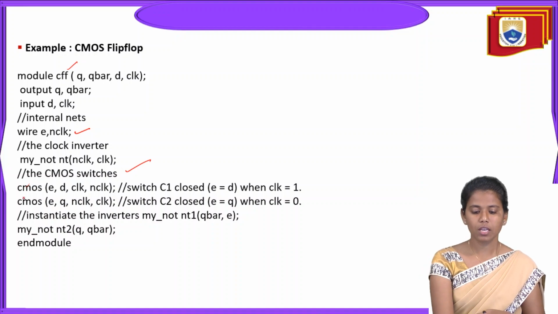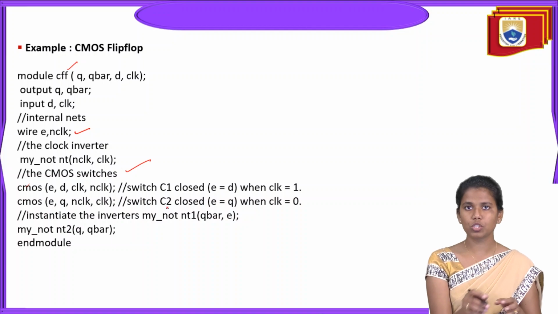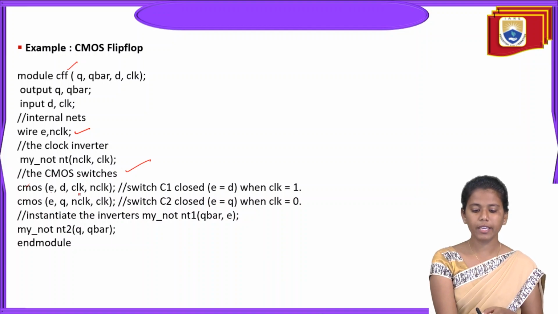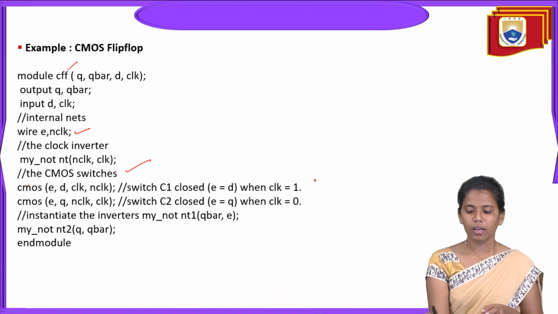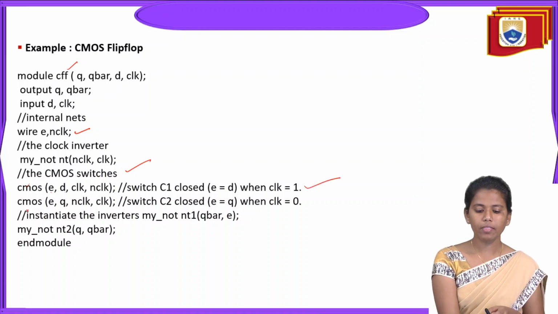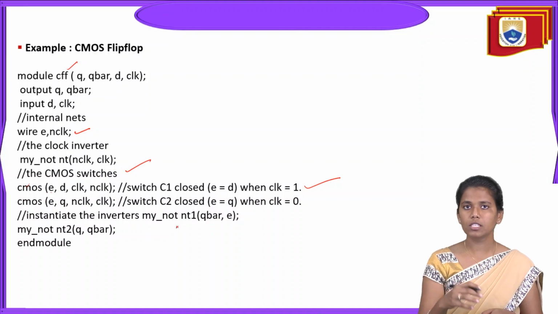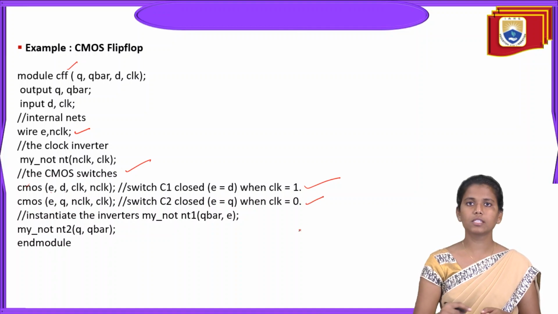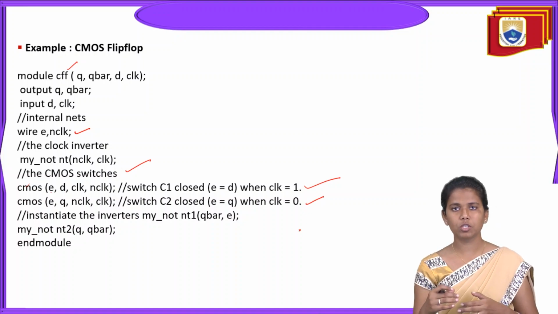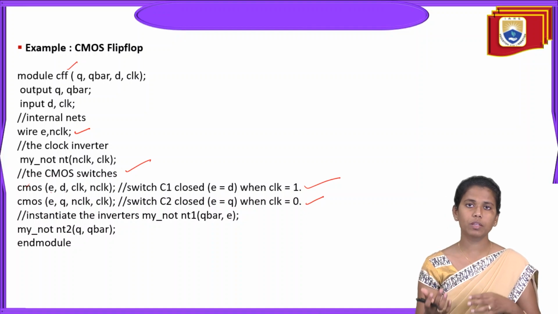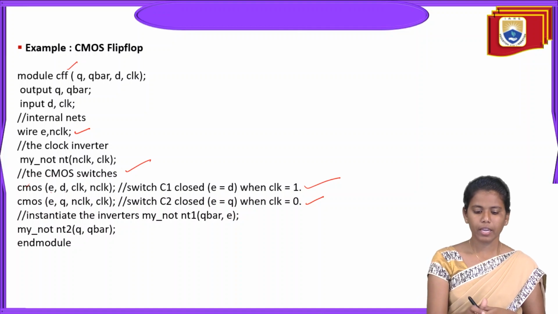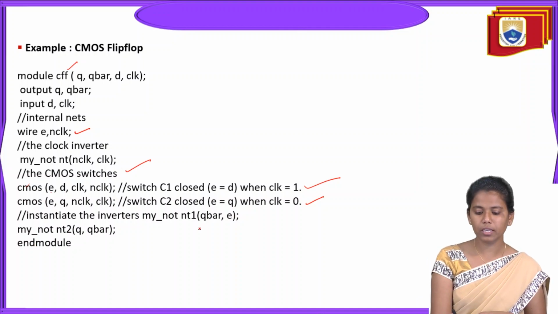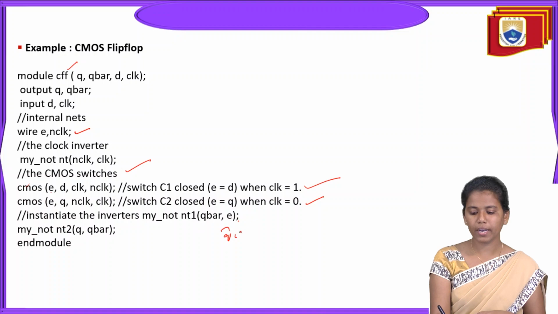So for these switches, we know that the CMOS has the switch C1 enclosed with the CMOS with E, D, clock and N clock as 1 when the clock is 1, and then the CMOS has E, Q, N clock and clock. This switch is all about the second switch, that is switch 2, when the clock is 0. Okay, when the clock is 0, the switch 2 will enable, and when the clock is 1, the switch 1 will be enabled. And finally instantiating the inverter as Q bar and E.